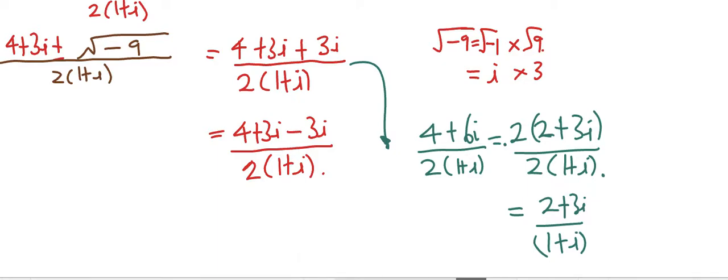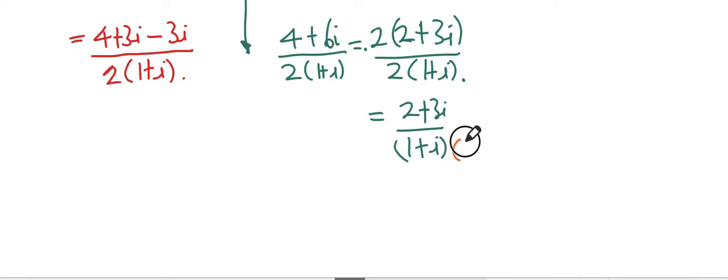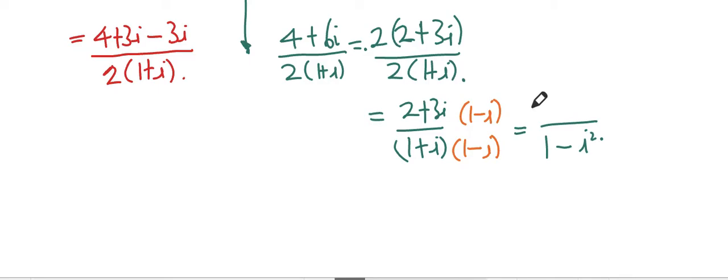and I'm going to rationalize by multiplying by the conjugate of 1 plus i, which is 1 minus i. So when I multiply that, the outcome at the bottom is 1, and then i squared, so minus i squared. On top we have 2, then minus 2i plus 3i, which is just positive i, and minus 3i squared.